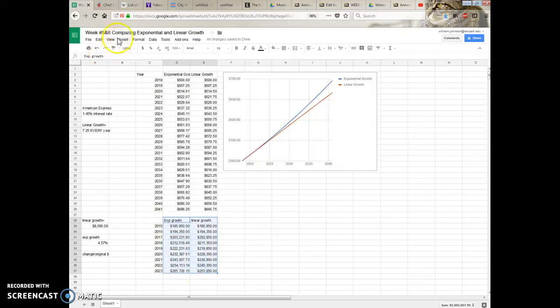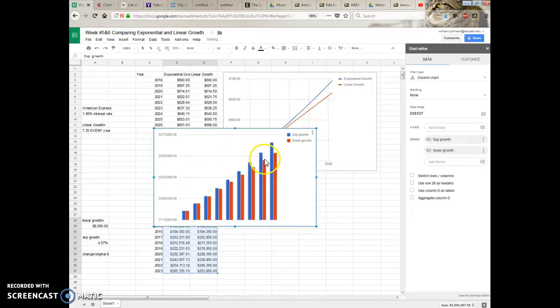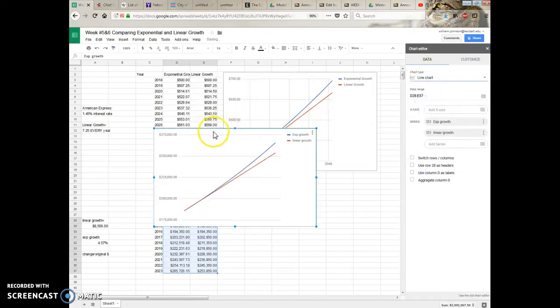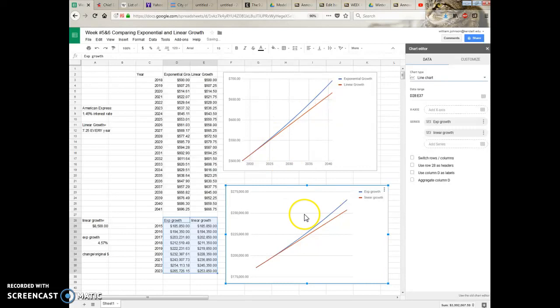Highlight things. We can go up to insert. We can make a chart. Ta-da. Nah, I don't like those ones. I like the ones with the lines. And you see the lines are going to look similar, but as long as the graphs are labeled well, that will help me figure things out.